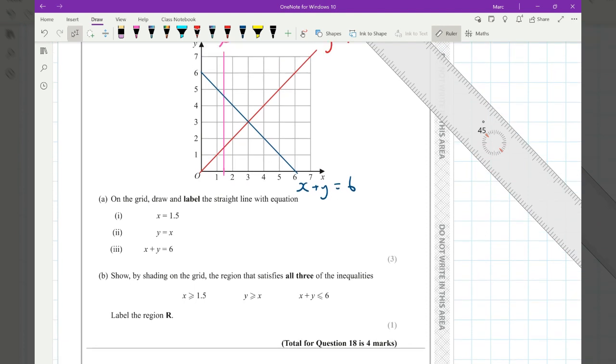So for the first one, greater than 1.5, so it's going to be on that side of that straight line. Y is going to be bigger than x, it's got to be bigger than that line that's going diagonally, and it needs to be less than this one here, which means shading on the grid, it's going to be in here, look. So that's the region that we're looking for in there. Oh, and label it R by shading on the grid, and it wants it labeled.